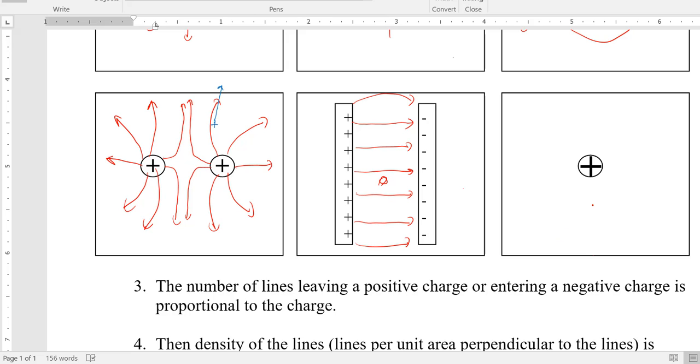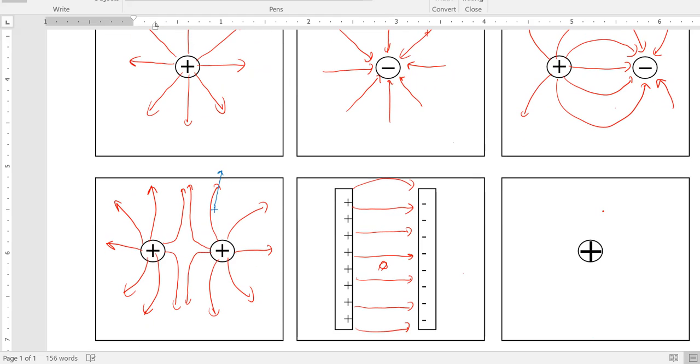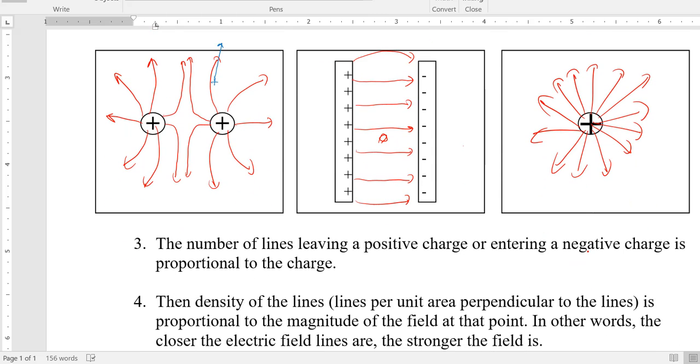Now, if you look at the last picture here compared to the first picture, the only difference is we have more positive charge. So all you do is you draw more lines coming out of this guy. It's going to make a stronger field. So that's the only difference between the first picture and the last one, is you got more lines because you got a bigger charge making them. Which leads us to number 3 there.